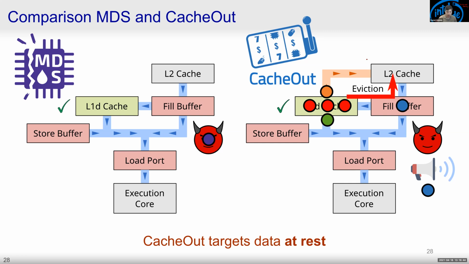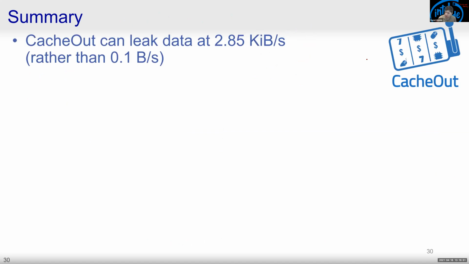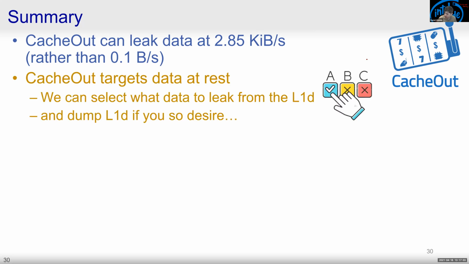So what is the outcome of Cashout? You saw that the leakage is 0.1 bytes per second? You wish. 2.85 kilobytes of data is what you get. Four orders of magnitude difference. And moreover, Cashout, if you think that MDS is the problem, is a much nastier version, because now you get to pick what to leak and then leak it.